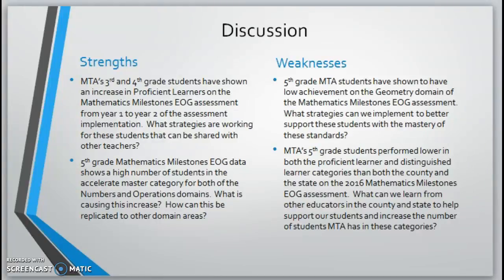Some weaknesses that we are seeing at MTA include: 5th grade math students have shown to have low achievement on the geometry domain of the Mathematics Milestones End of Grade Assessment. What strategies can we implement to better support these students with the mastery of these standards? MTA's 5th grade students perform lower in both the Proficient Learner and Distinguished Learner categories than both the county and the state on the 2016 Mathematics Milestones End of Grade Assessment. What can we learn from other educators in the county and state to help support our students and increase the number of students that MTA has in these categories? These are some of the questions we need to reflect upon in order to increase our student achievement at MTA.